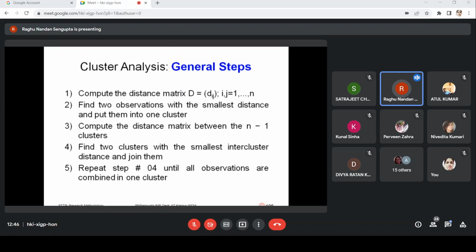So find two observations, two at a time, with the smallest distance and put them in one cluster. Then once that is done, compute the distance matrix again between the m-1 clusters, because initially you had started with m objects. So initially you will understand that each individual is one cluster. That means you are considering all of them as different, and then you start comparing. So in the first stage, two are compared and put into one. So m decreases to m-1. So this should be m, sorry for that.